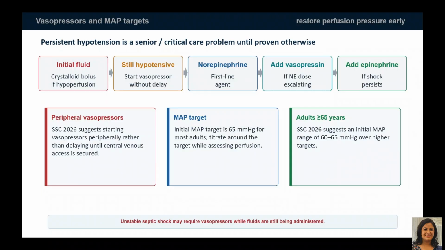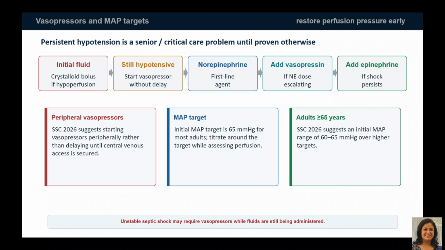And what happens if, in spite of the fluid resuscitation, these patients remain hypoperfused and their BP is low? What is the next thing that you can do? Is starting inotropes, isn't it? Sorry, vasopressors. Starting the vasopressors. So what is the first line vasopressor that we can use? It is norepinephrine. If it is not enough, then we can go for vasopressin and finally epinephrine, that is adrenaline.